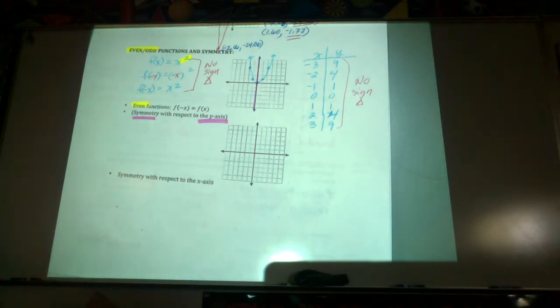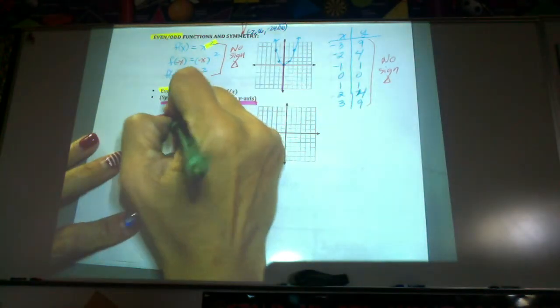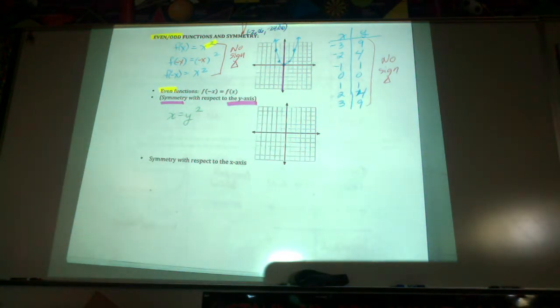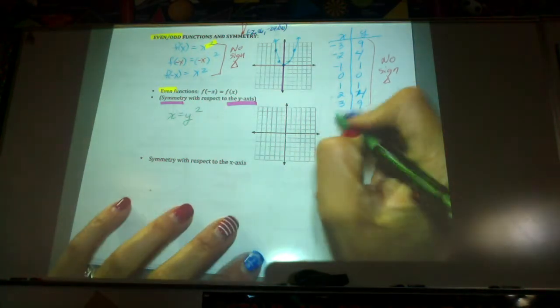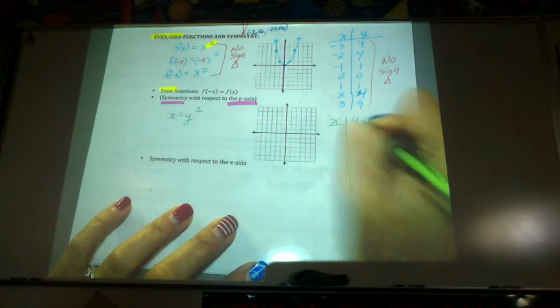Well, let's look at something that's not even and it's not odd. So how about, we looked at this yesterday, I believe. X equals y squared. So we're going to switch the squaring on the x and the y. So let's look at the table of values associated with this function. Well, it's really not a function, with this equation.